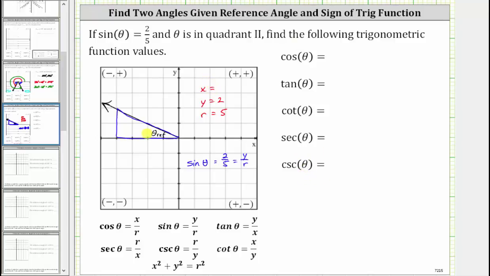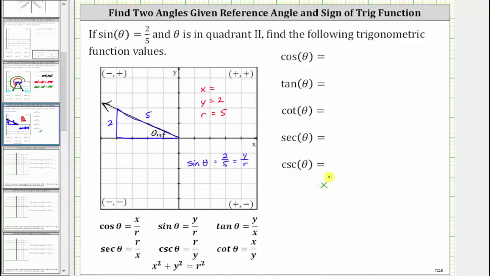And we know x is going to be negative in the second quadrant. Referring back to the reference triangle, because the sine function value is equal to 2/5 and the sine function value is equal to the ratio of the opposite side to the hypotenuse, we can label the opposite side of the reference angle 2 and the hypotenuse 5. And now let's find the value of x using the Pythagorean theorem, or the equation x squared plus y squared equals r squared.